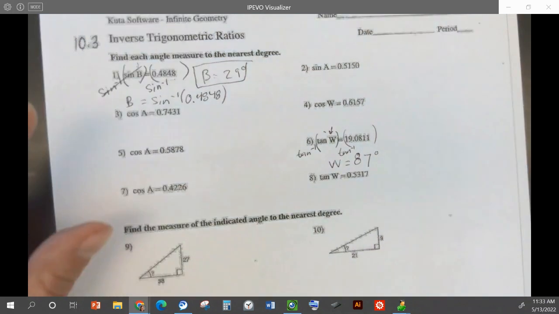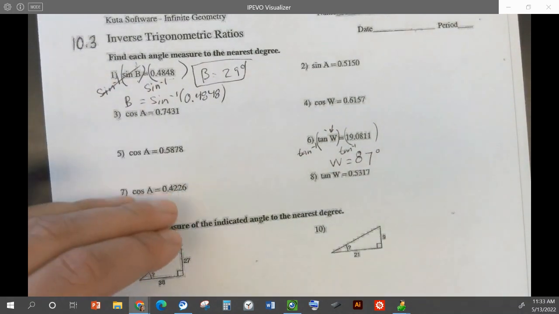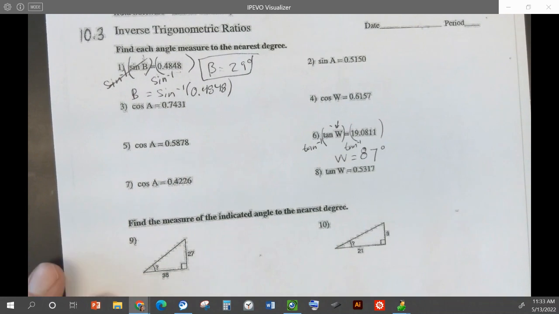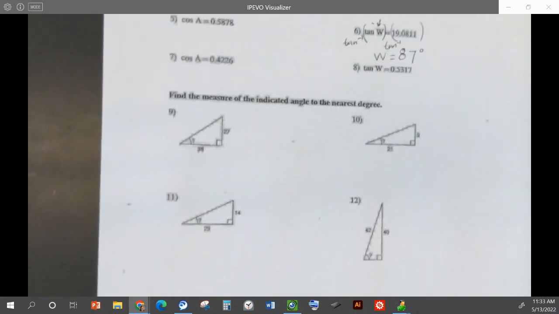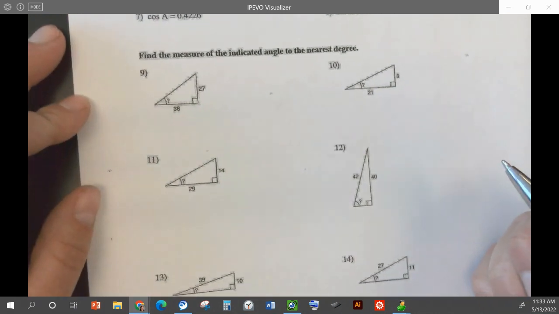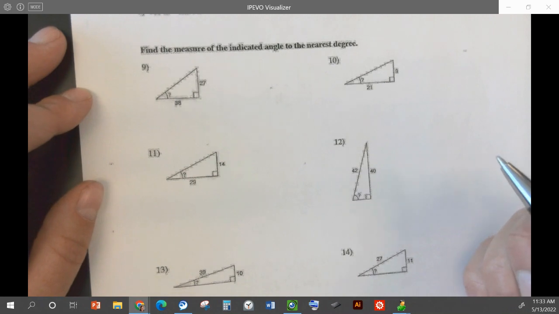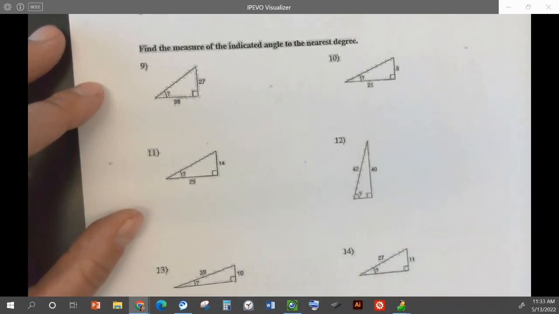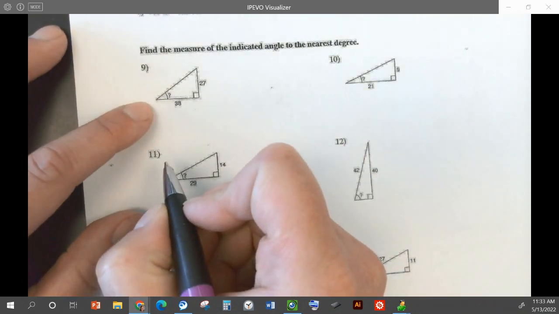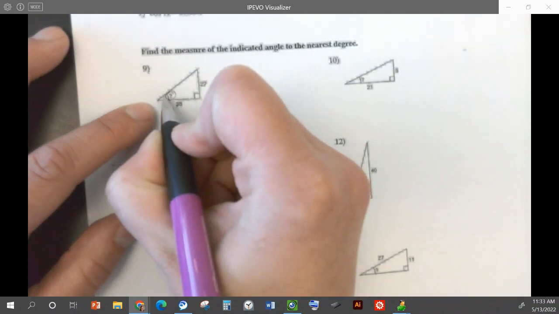Okay, so I think the first section is the easiest. You just have to practice plugging it in your calculator. Okay, do the inverse. All right, so now further down, we have to use our sine, cosine, tangent functions to set it up and then solve for the angle. So let's do the first one. Let's do number 9. So I'm looking for this angle down here.